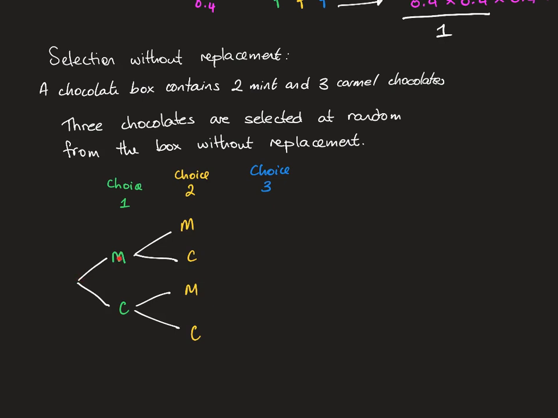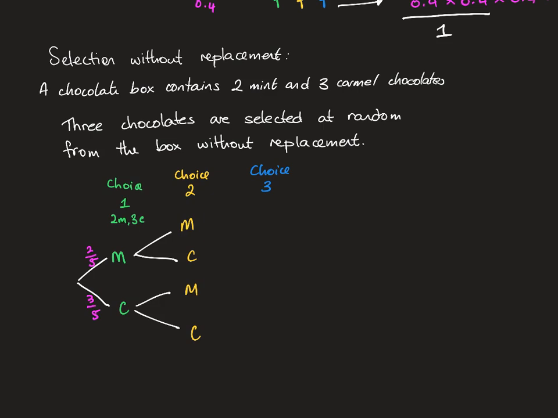But first, let's put the probabilities on for each of these different choices. So the very first time you make a choice, you've got 2 mints and 3 caramels in the box. And so the chance of selecting a mint is 2 out of 5, and the chance of selecting a caramel is 3 out of 5. So always with a tree diagram, these 2 branches will add to 1.